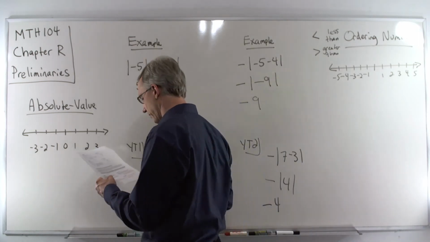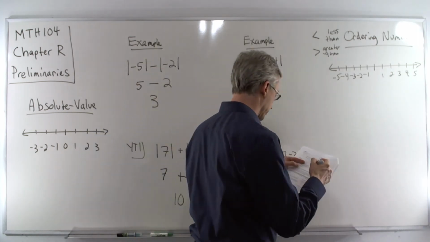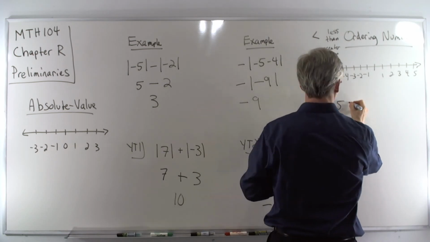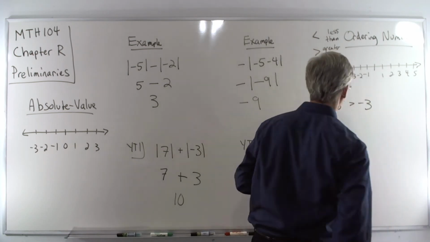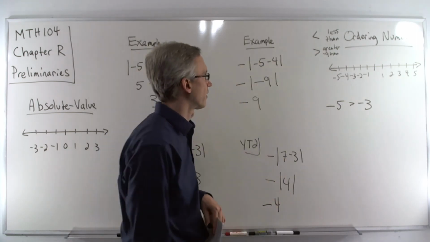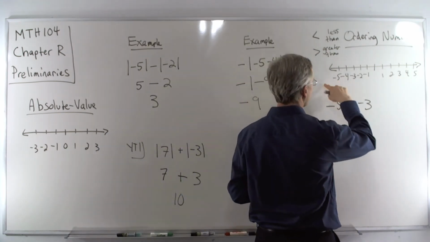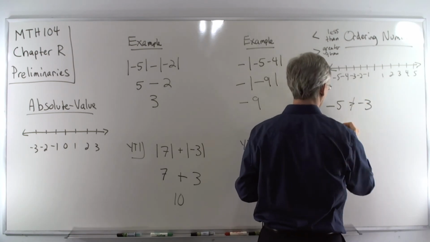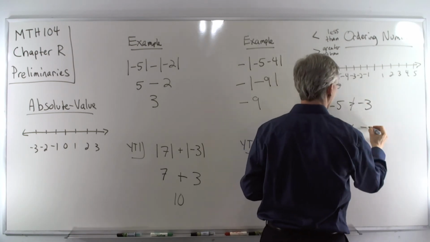So we're going to determine whether the following statement is true or false. We had negative 5 greater than negative 3. Is this true or false? As we just saw, negative 5 is to the left, so negative 5 is smaller than negative 3. So that is false. The correct statement would be negative 5 less than negative 3.